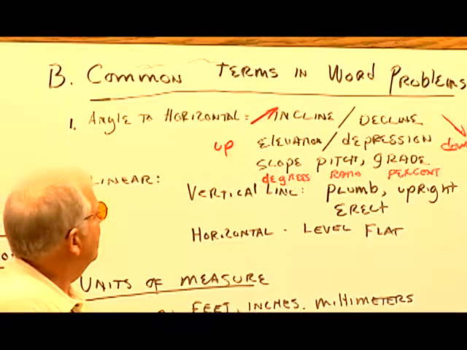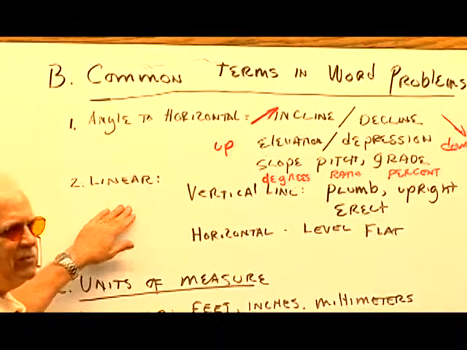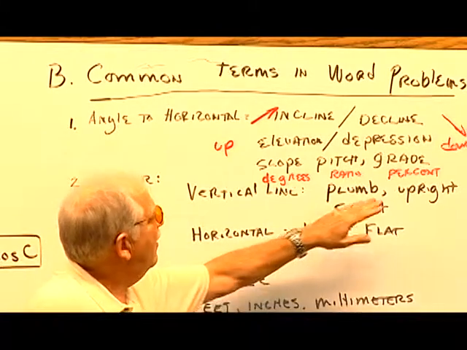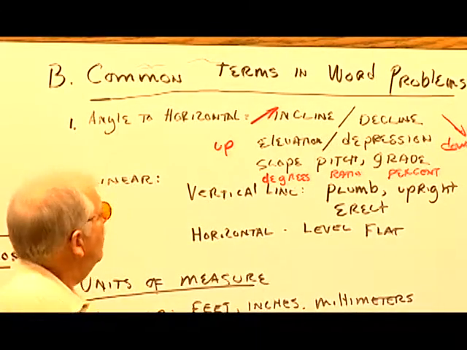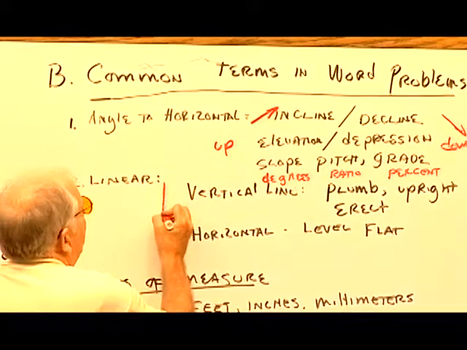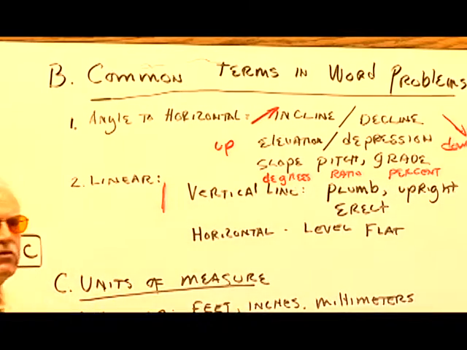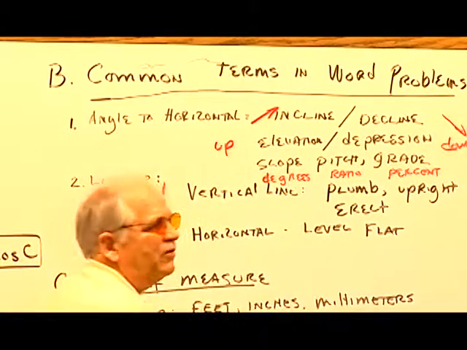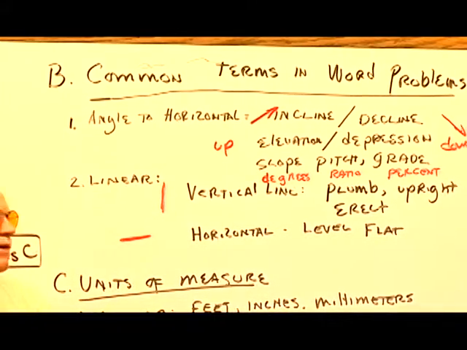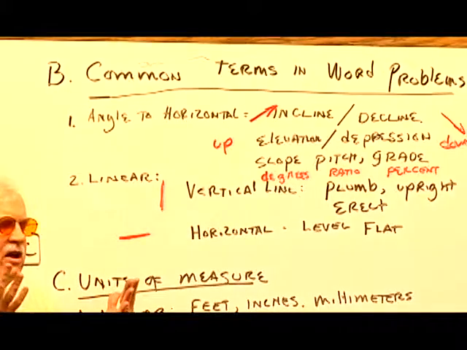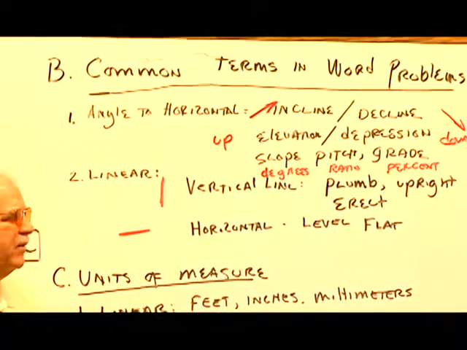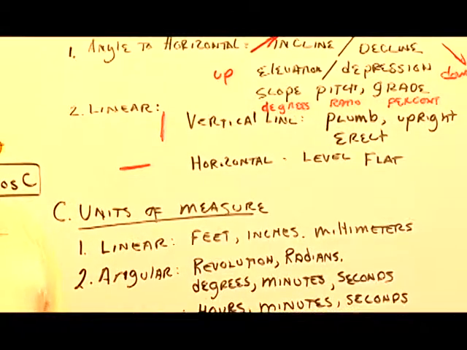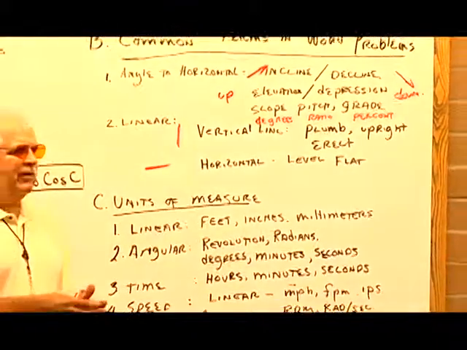Now, as far as linear measurement is concerned, vertically, words such as plumb, upright, and erect would be an exact vertical line. Now, horizontally, words such as level or flat would be used in a problem. So you should be able to associate those words with what you need to find in a problem. There are others, but these are the ones that I find students have had the most trouble with.